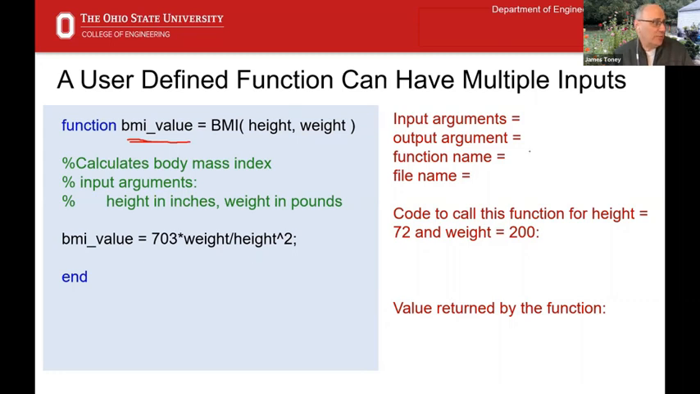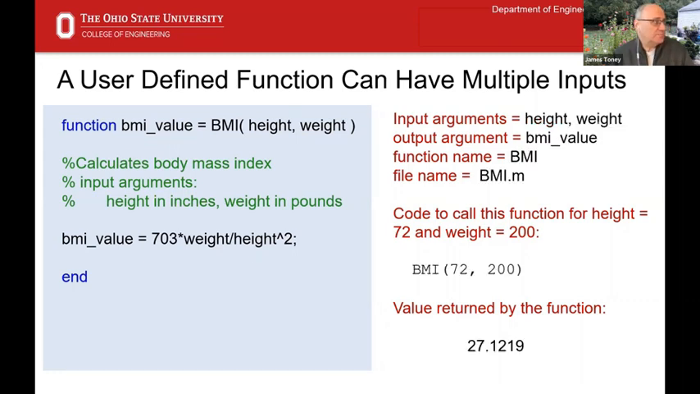All right, so what are the input arguments? Well, height and weight. What's the output argument? BMI value. What's the name of the function? That's the name of the function, BMI. And it is case sensitive. So it's all in caps. So when you call it, you have to put it in caps. So it'll be in a file called bmi.m.